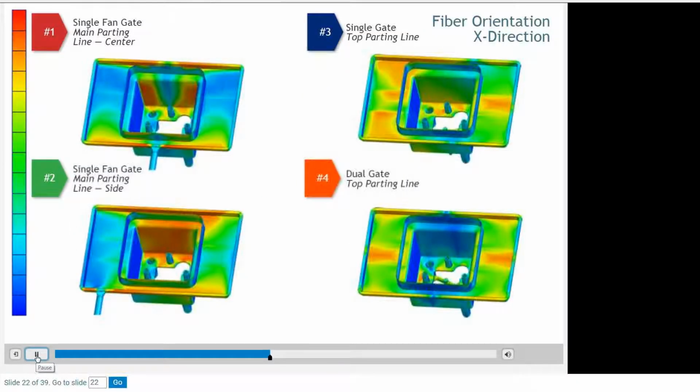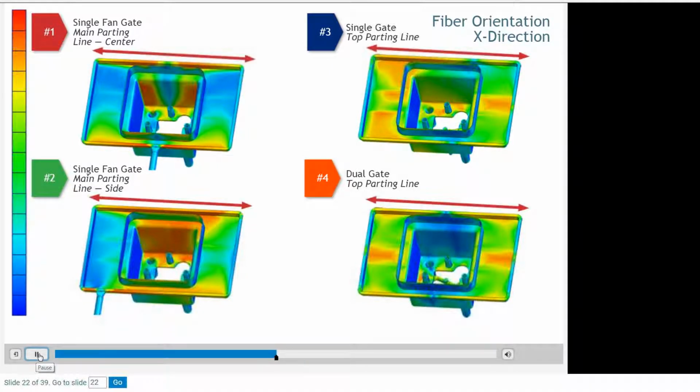Because we are using a 30% glass-filled PPS material for these simulations, it is important to evaluate fiber orientation after filling. Let's begin with the X direction, which is the length of the part. One more explanation about the fiber orientation: in fiber-filled materials, we can visualize how the material is oriented with colors. That's basically what you see on the screen.